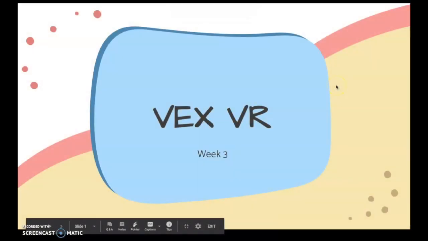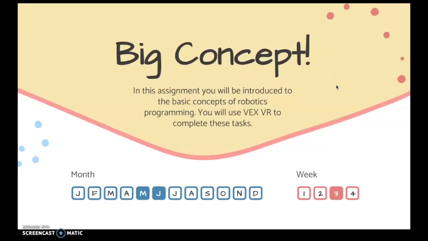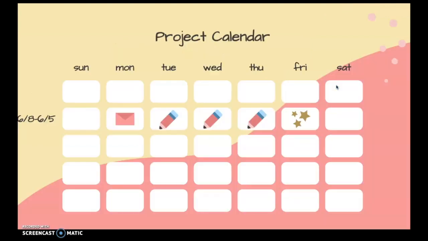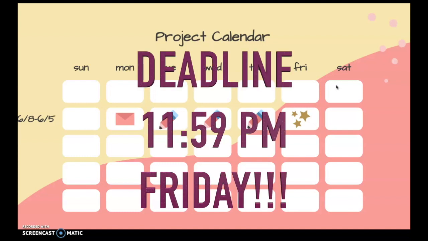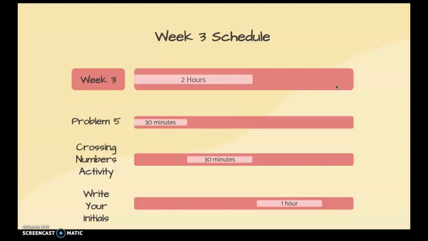All right, guys, let's buzz through this activity guide and your instructions for the week, and then you can go ahead and get started on your assignments. So again, this is week 3 of VEX VR. Your big concept is that you're going to use that VEX VR environment and complete some basic tasks for robotics. Today we are posting those assignments, and then you have Tuesday, Wednesday, Thursday to work on them. Friday is the last day to turn in any work for the fourth quarter. That is 11:59 p.m. So please make sure that you have all of your assignments turned in by that time.